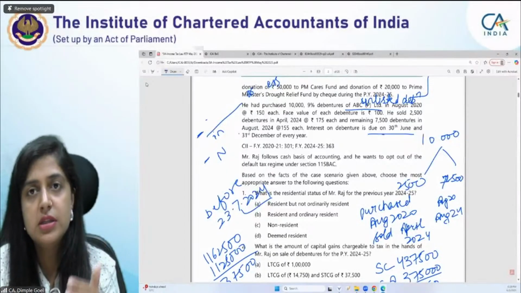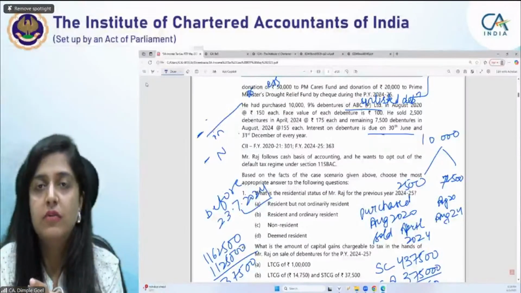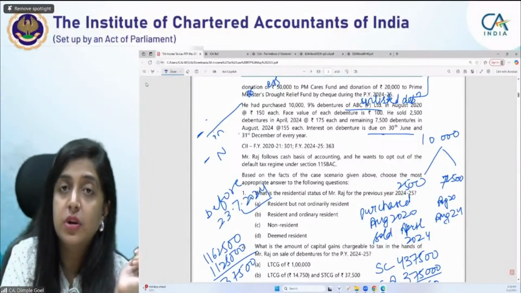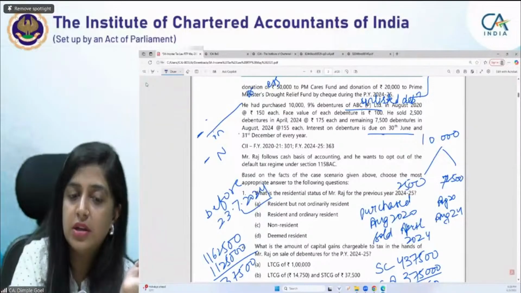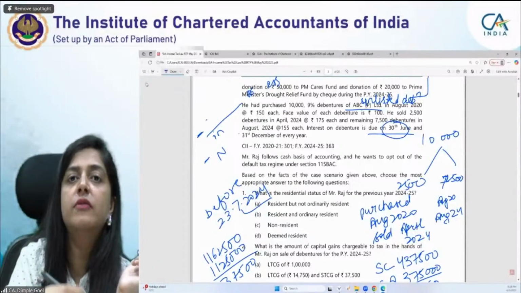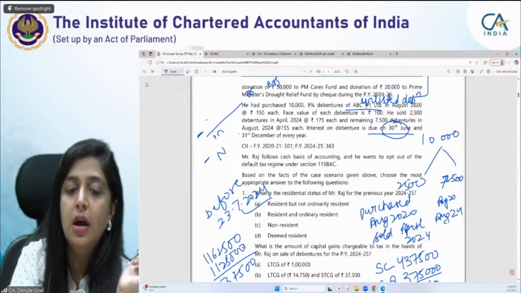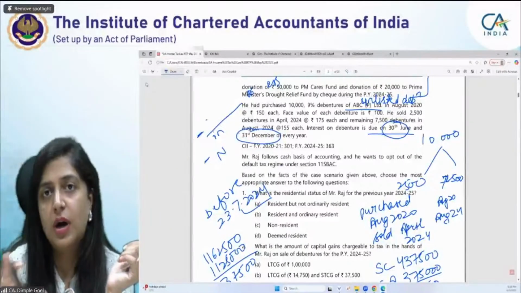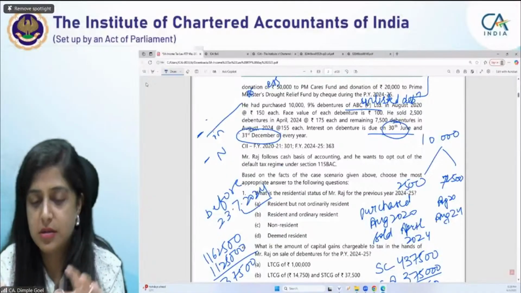Similarly, for interest, day by day interest is calculated for all the days, but you can't claim the interest day-wise. So interest will be due in case of this debenture on 30th June, when you have a right to claim it, or when the company will give you the interest on debenture, and 31st December. These two are the dates when the company gives you the interest.